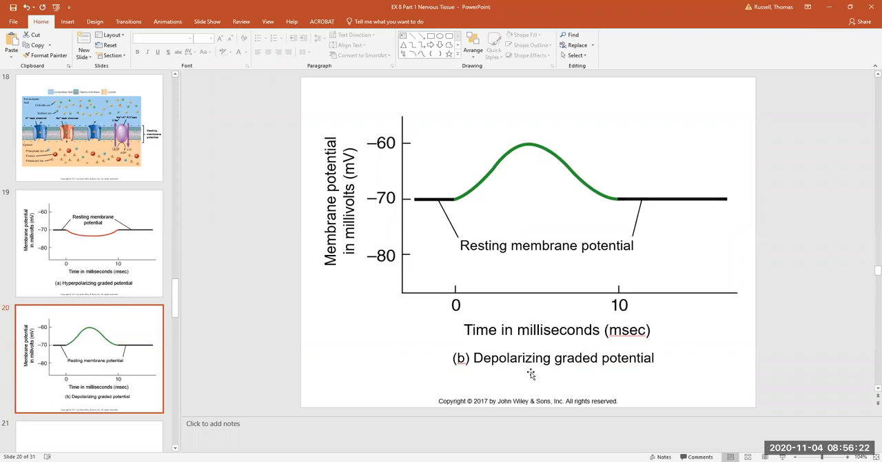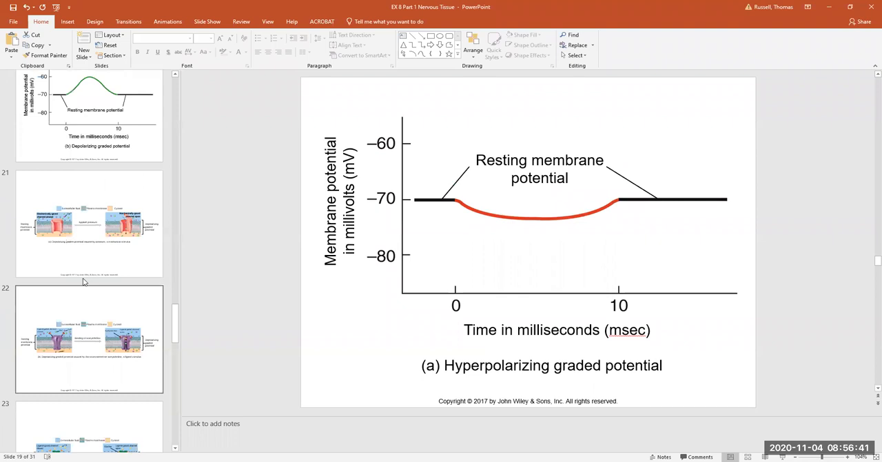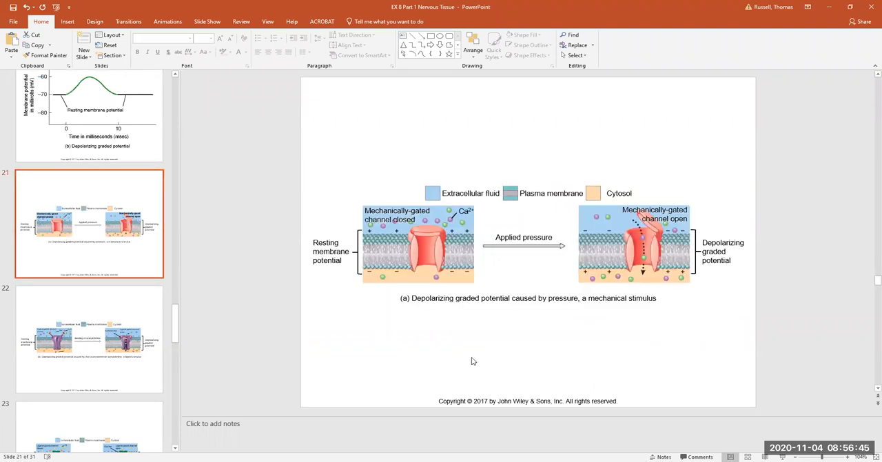Depolarization is always excitatory. So neurons have to be depolarized before they can fire off an action potential. Our muscle tissue has to be depolarized before it can contract. So depolarization is excitatory. Hyperpolarization is inhibitory. So here are our ion channels again. We have some depolarizing graded potential caused by some pressure. The mechanical gate will open. And when the mechanical gate opens from the mechanical stimulus, positive charges would enter the cell, and we have a depolarizing graded potential. This would cause a neuron to fire, saying you feel something, say in your finger. So you stick yourself with a needle, or you feel pressure, mechanical gates. In your ear, we're hearing right now because of mechanical gates opening.